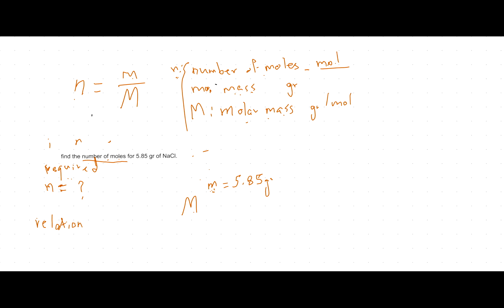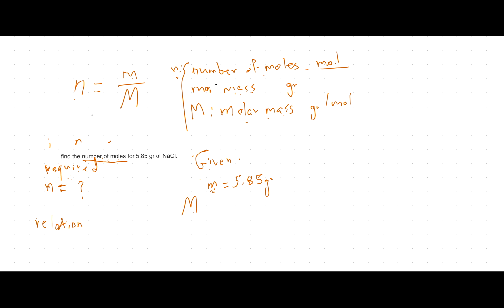Did you understand it? So here, if he asked for the number of moles, he said find the number of moles, this is the required. This is what he wants. But how do you find it? From the given, I will find the relation. And this is the given.